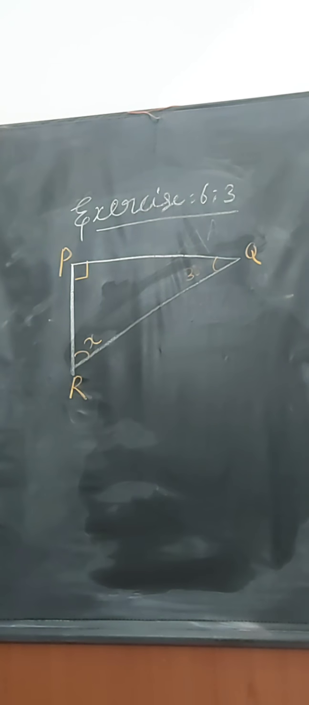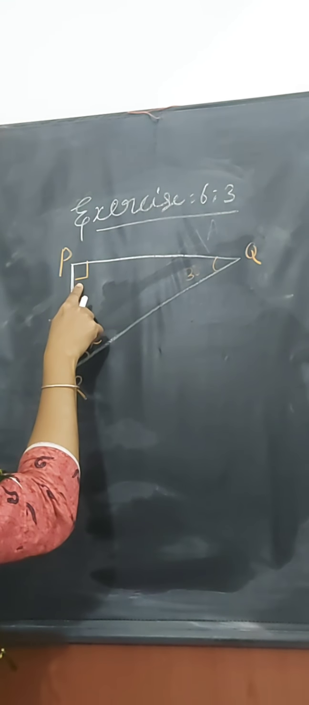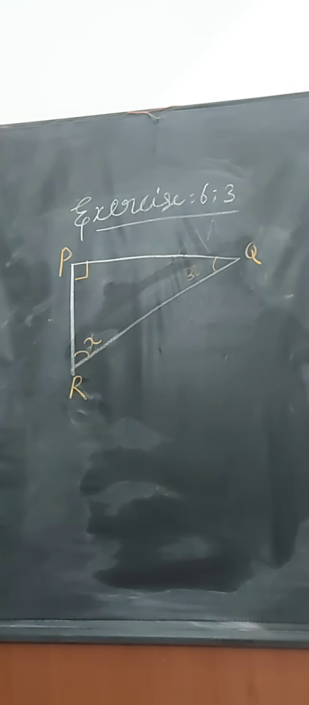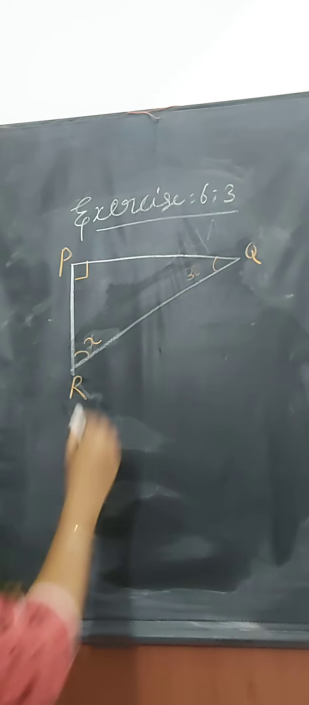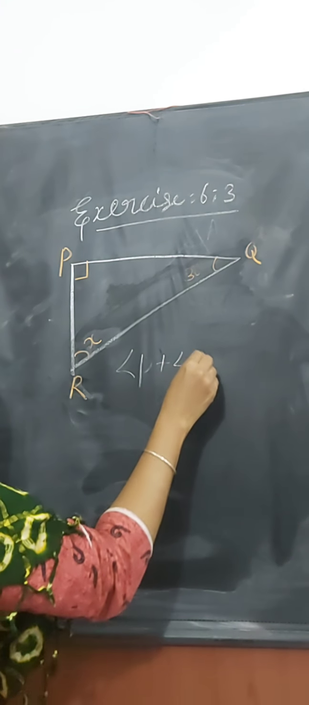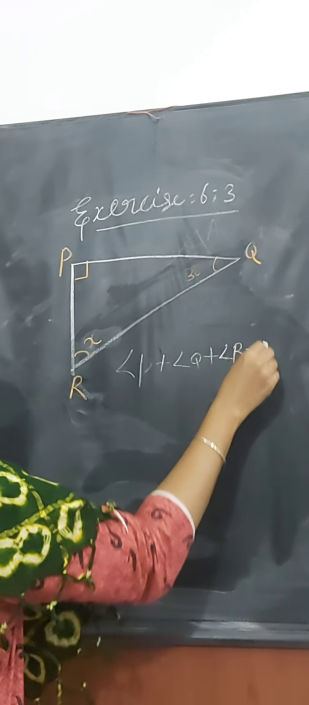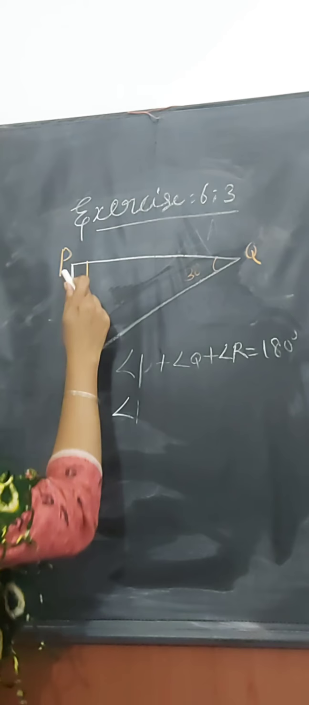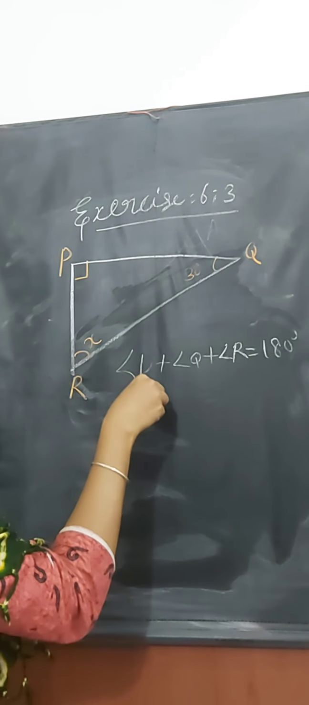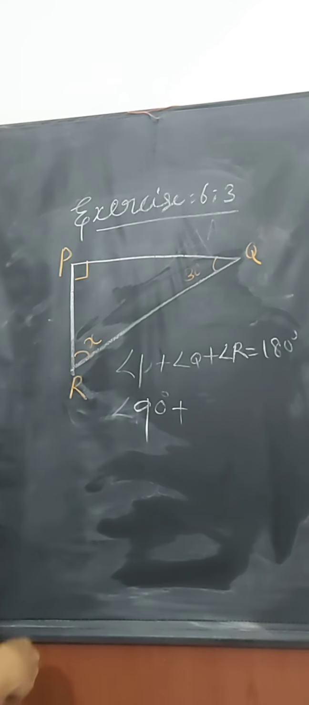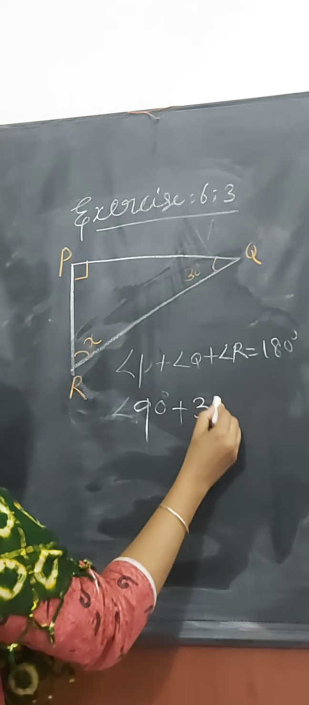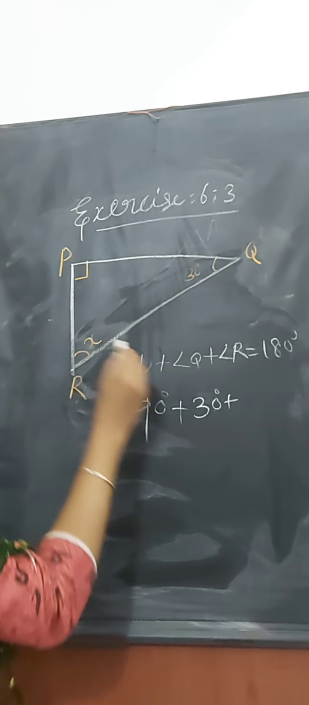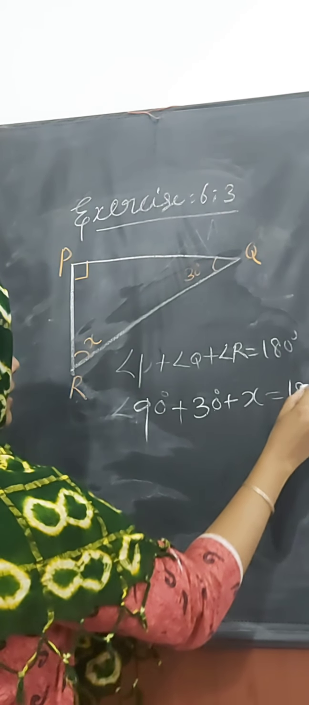Okay. This is the second diagram. Angle P is the right angle. Angle R equals x. Angle Q equals 30 degrees. We know that the sum of all interior angles is 180 degrees. Angle P plus angle Q plus angle R equals 180 degrees. Angle P is the right angle, which means angle P equals 90 degrees. Angle Q equals 30 degrees plus angle R equals x equals 180 degrees.